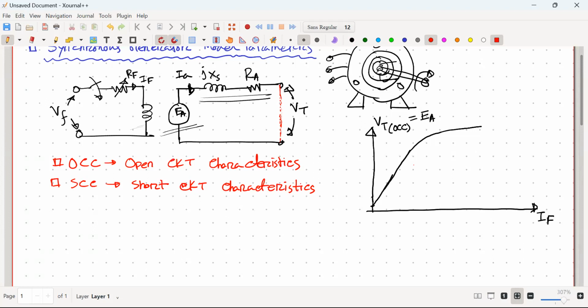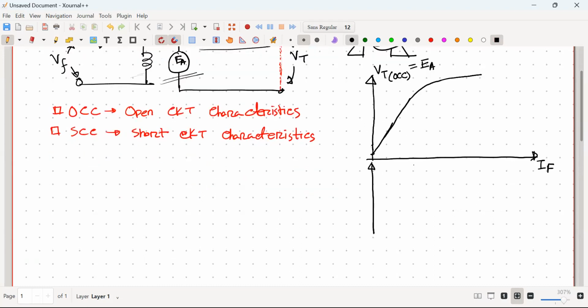Now, for a small amount of EA, there will be huge current through this line as this side is shorted, and we know this XS value and RA value are very small. This is nothing but a short-circuited coil. So RA will be very, very small with respect to XS, and overall XS is also small. So overall the Z value is quite small, and we need to be very cautious about that. So we are going to perform the same experiment like this.